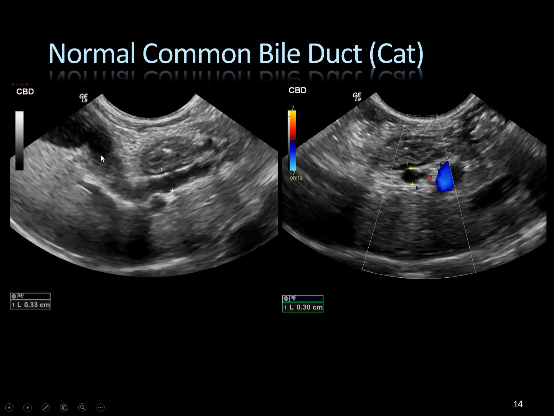Here it is in long axis on the left side. So again, it's about 3 millimeters or so diameter. That's very normal for a cat.